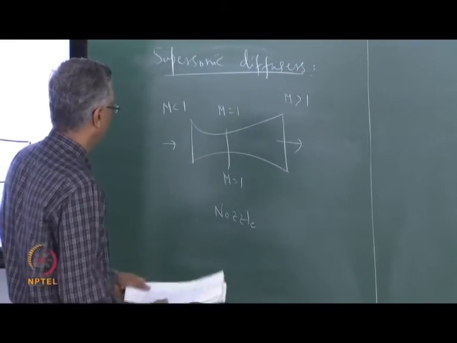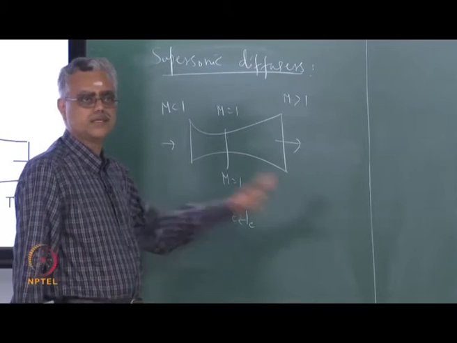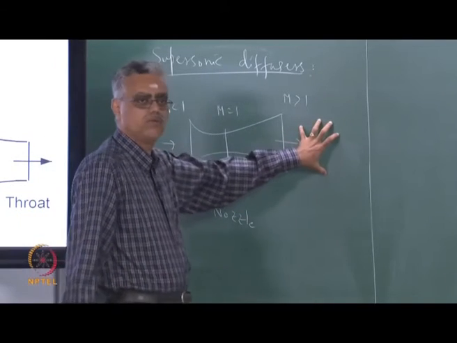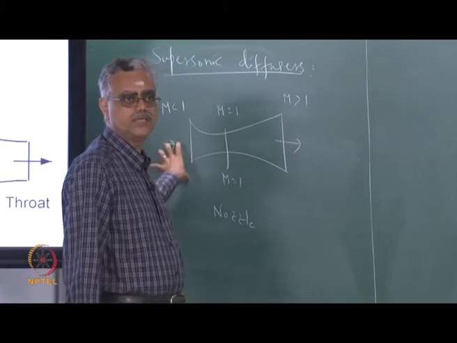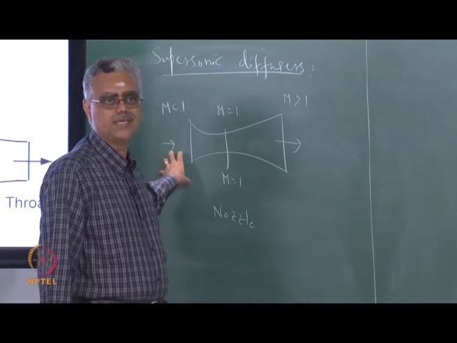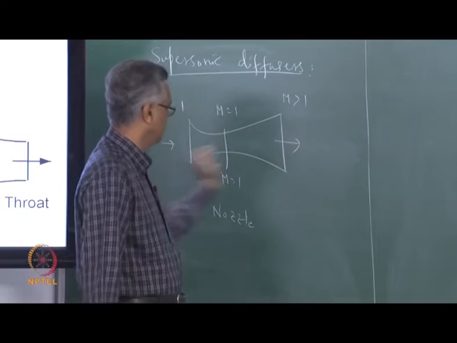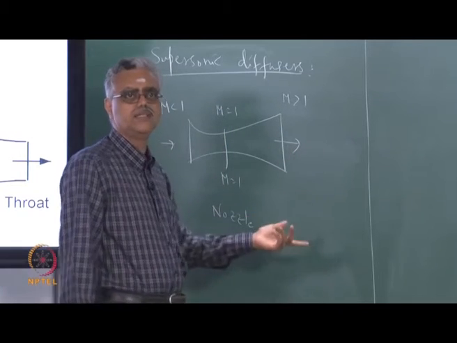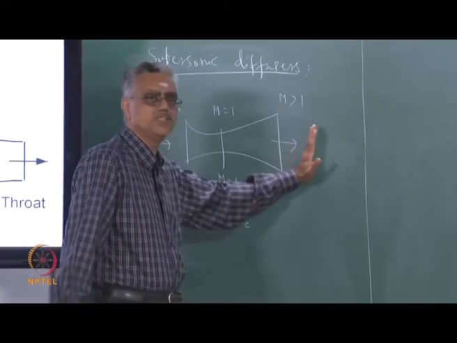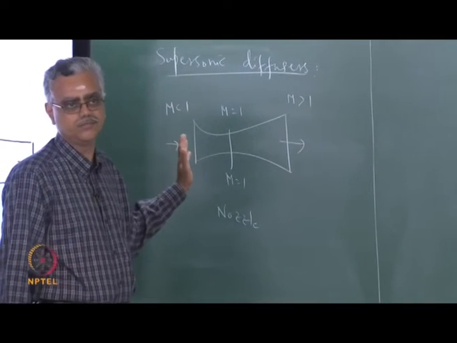Now a supersonic diffuser acts in the exact opposite way. We take a supersonic flow and decelerate it so that we get a subsonic flow at the exit. And if you remember, the pressure decreases from here to here in the nozzle operation. So similarly, in the diffuser operation, the static pressure would increase from here to here. That is the general idea.